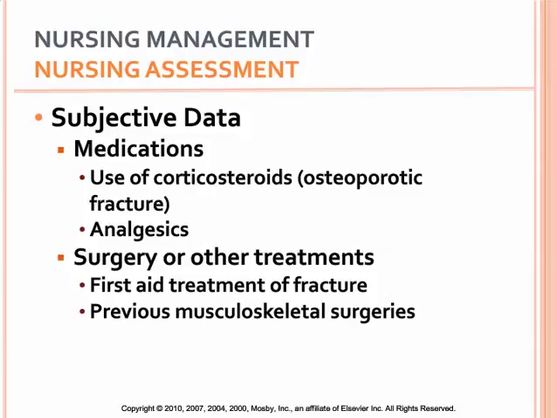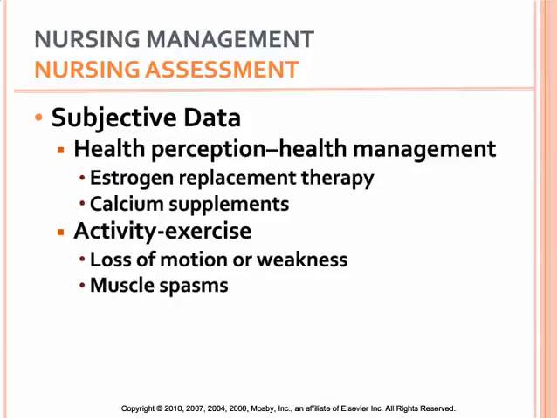For surgery and other treatment, you want to determine what was done for first aid treatment of the fracture and what previous musculoskeletal injuries the patient had. For health perception, talk to the patient about health management. Are they on estrogen replacement therapy or calcium supplements? What kind of activity or exercise do they do? And do they have muscle spasms?